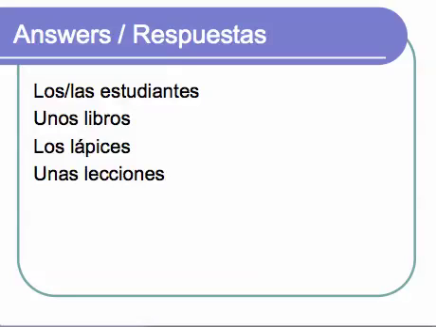Unos libros. It ends in a vowel, so you can simply add an s. Los lápices. This is the exception, so you change the z to c and add es. Unas lecciones. This is another exception since lección loses its accent in the plural form because the accent was on the last syllable of the singular form.